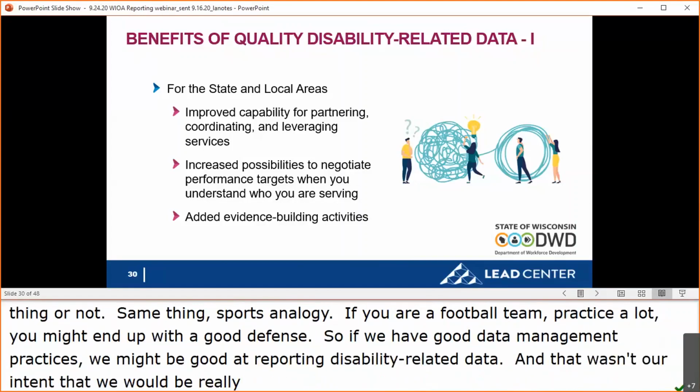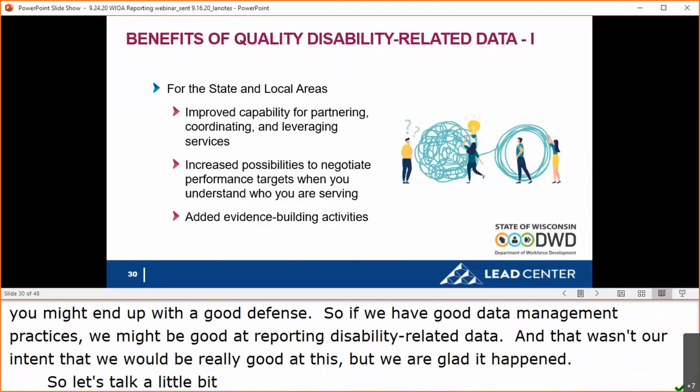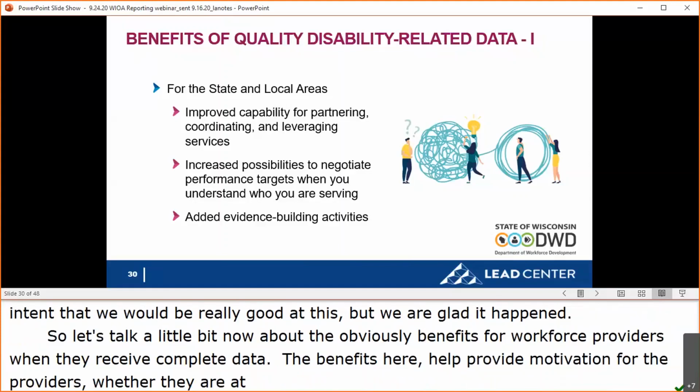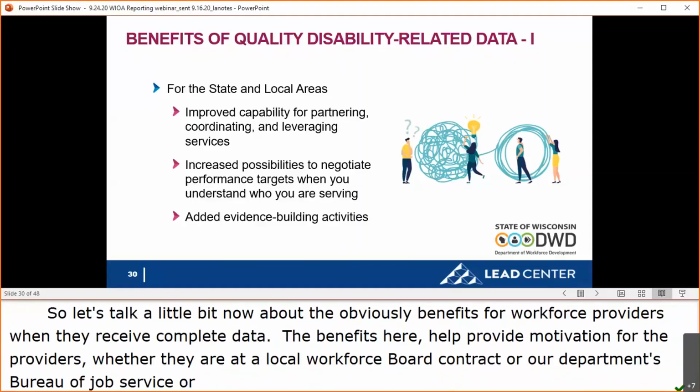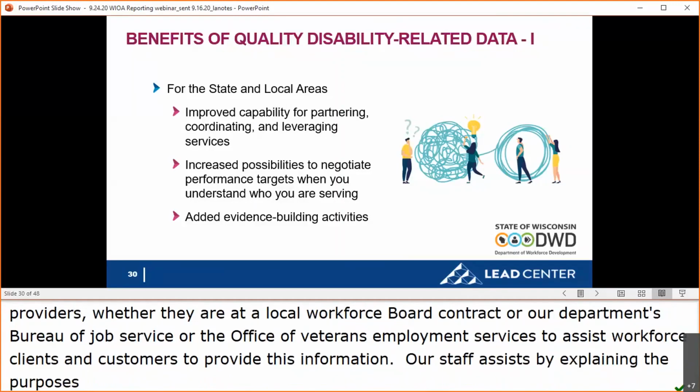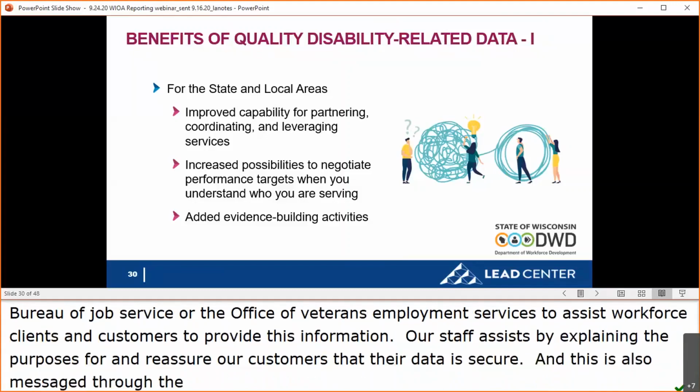So let's talk a little bit now about the obvious benefits for workforce providers when they receive complete data. The benefits here help provide motivation for the providers, whether they're the local workforce board contractor, our department, Bureau of Job Service, or the Office of Veterans Employment Services, to assist workforce clients and customers to provide this information. Our staff assist by explaining the purposes for and reassure our customers that their data is secure. And this is also messaged through the release of information form that they all have to sign.